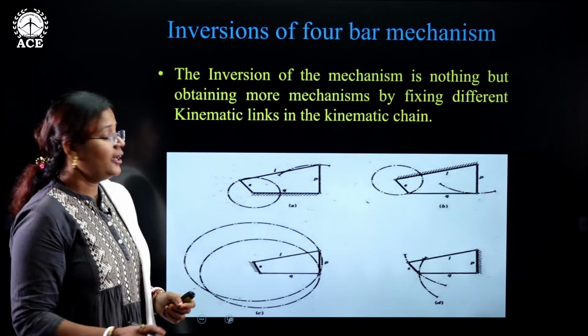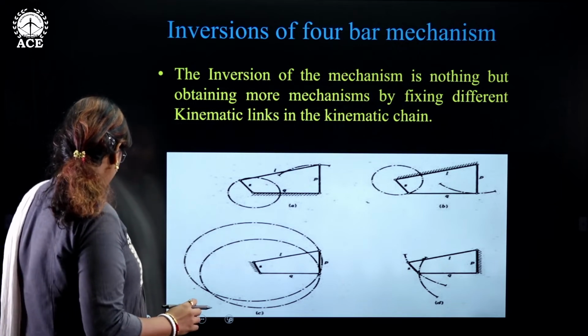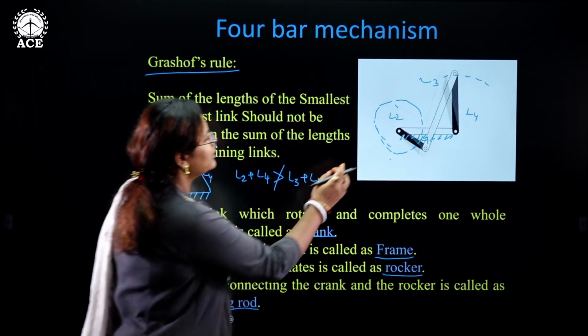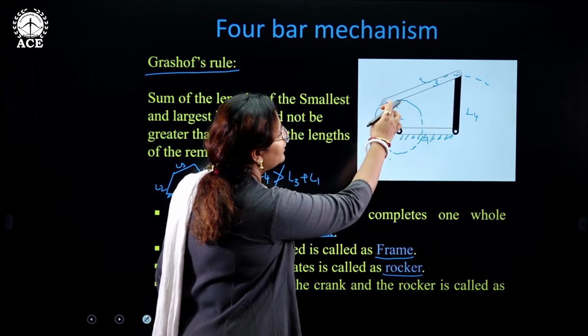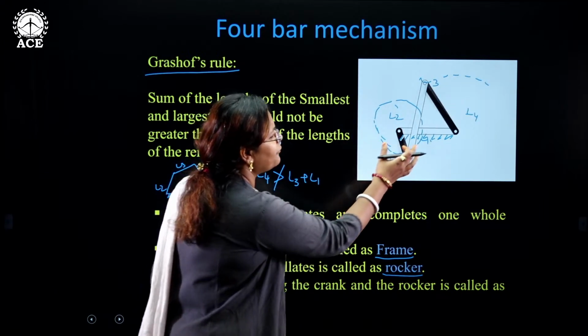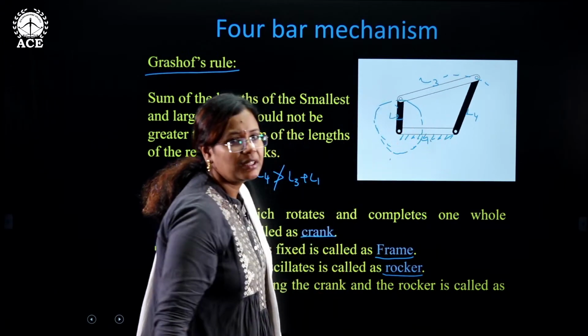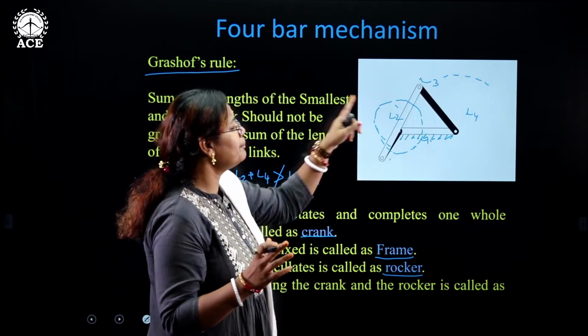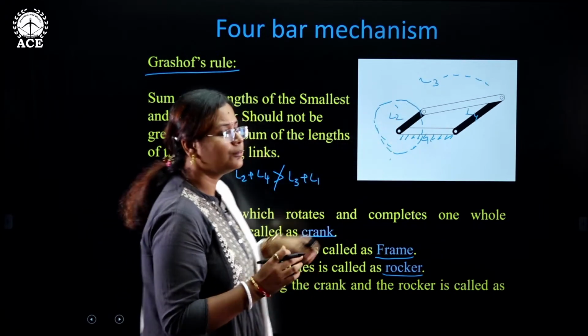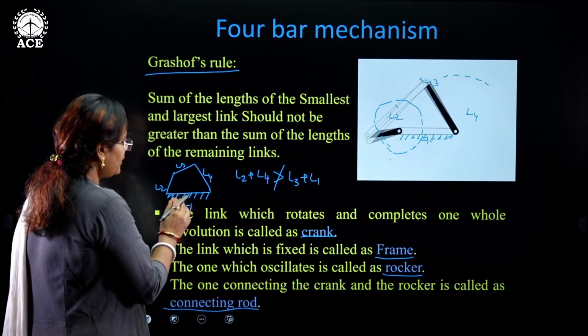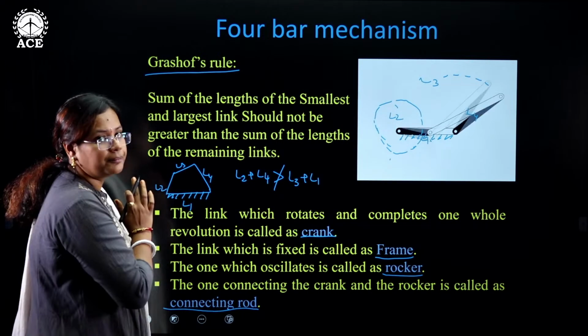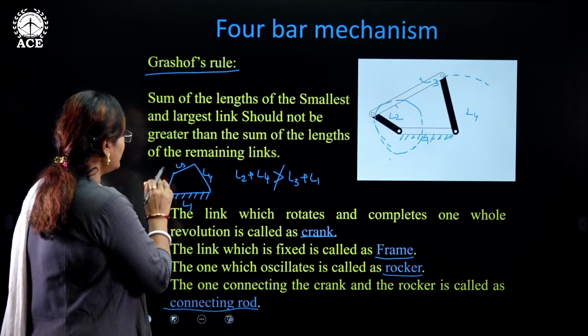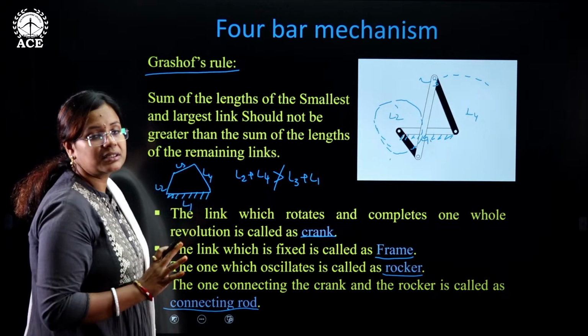Now see, if you see here, this is the path obtained by this particular mechanism when I fix this particular link. Do you think it will give the same path if I fix this L2? Or come back here, let us say I have fixed this L1. So now the behavior of this mechanism will be a certain type.